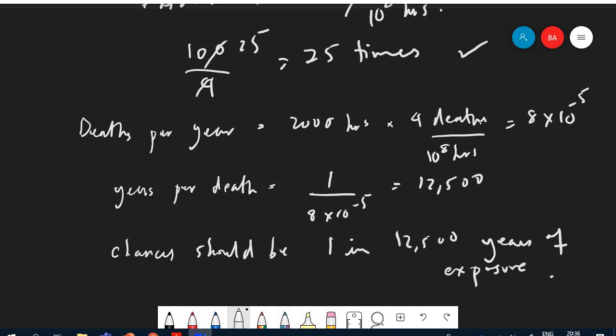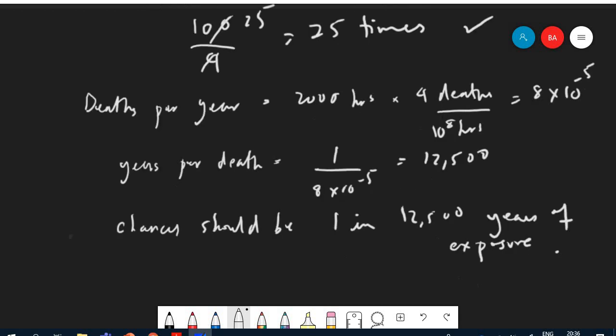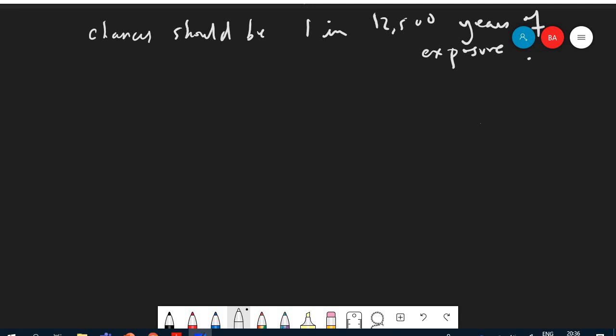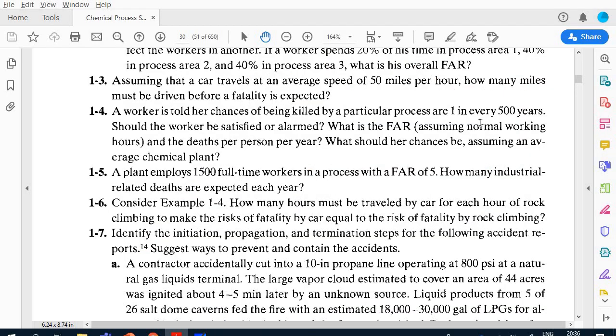So what I'm trying to say here is that it sounds like it is not alarming. Based on what we mentioned earlier it looked alarming, but don't worry, she will live. Great. So that is 1.4, and we can go on solving 1.5 and 1.6.